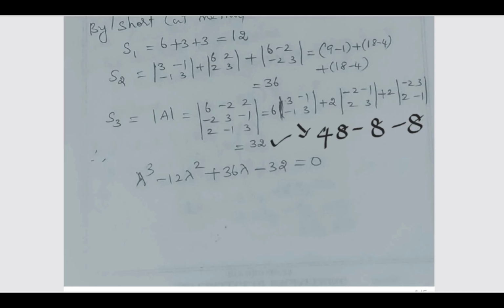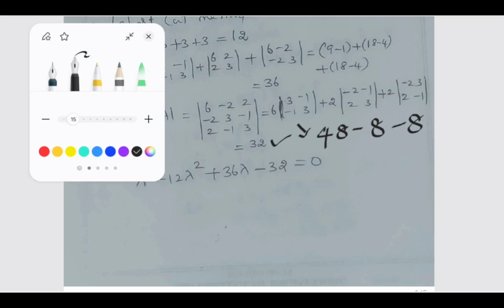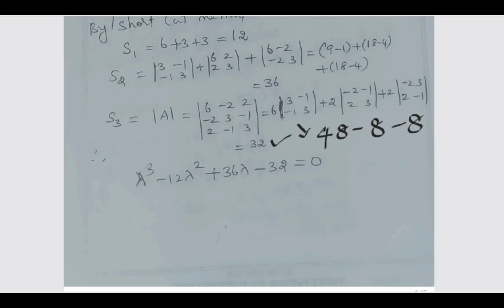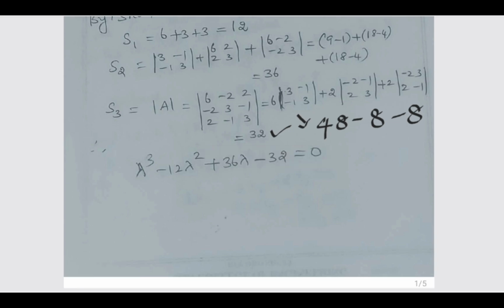So now your characteristic equation is lambda cube minus 12 lambda square, because we got 12, and the signs alternate: plus, minus, plus, minus. Then the second value is 36 lambda. Then this is already minus times the constant term. So the constant term, the determinant value, is 32. So minus 32 equal to 0.